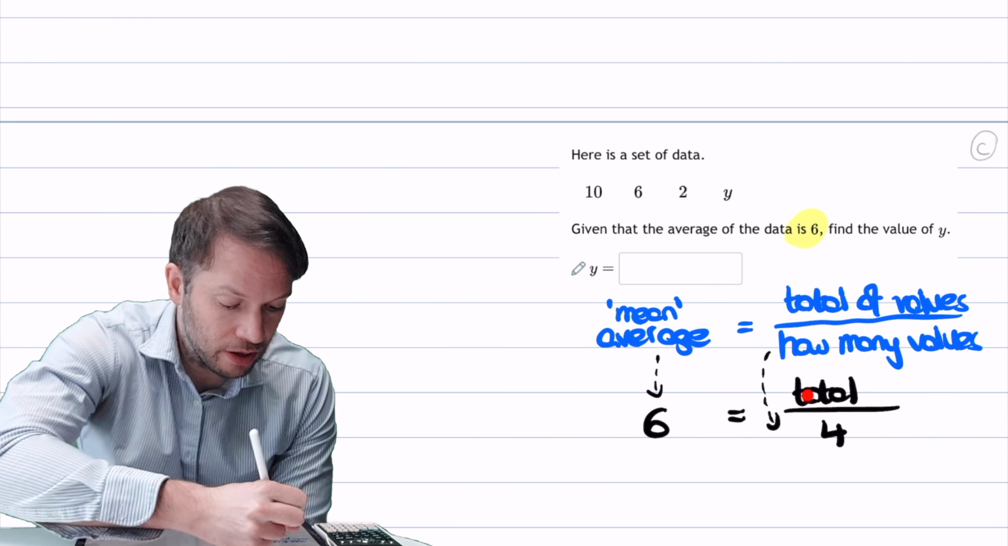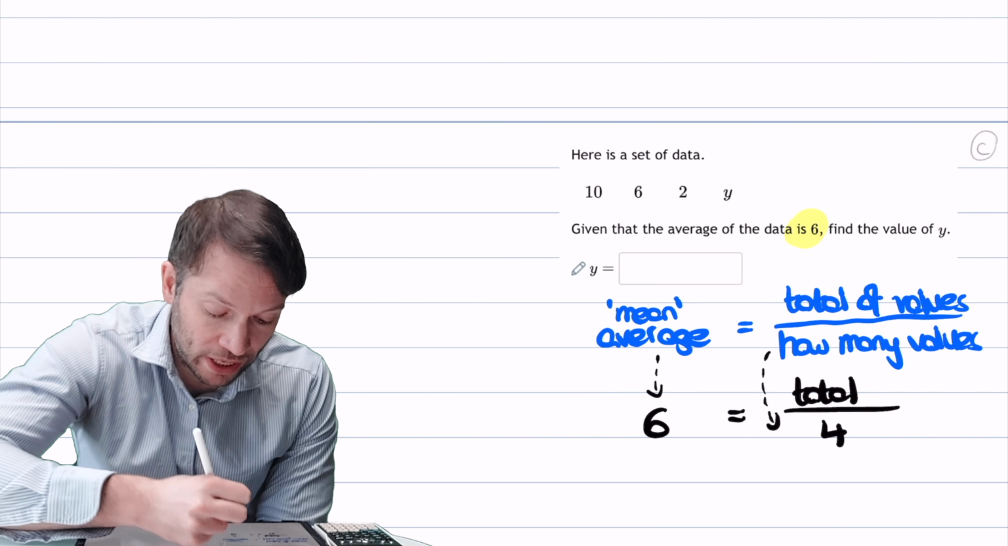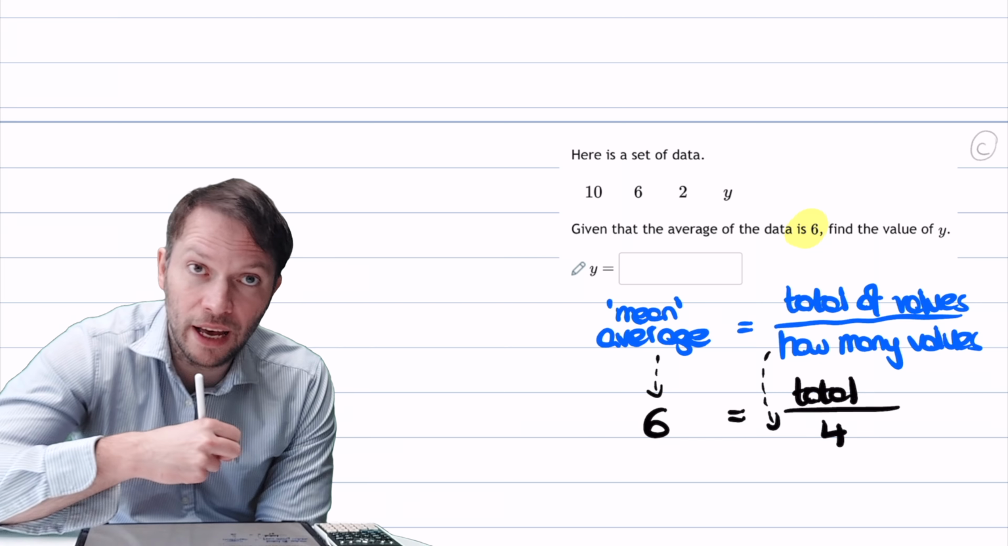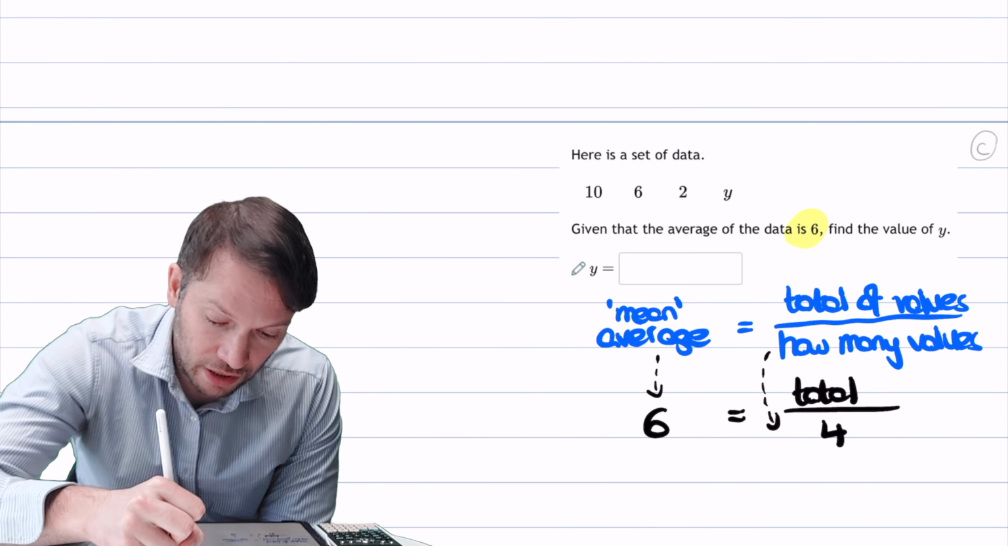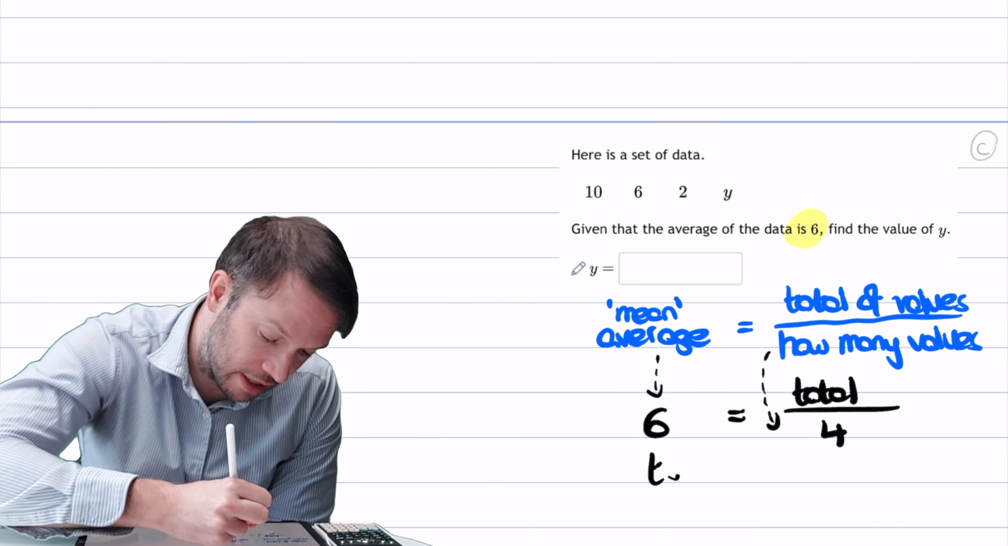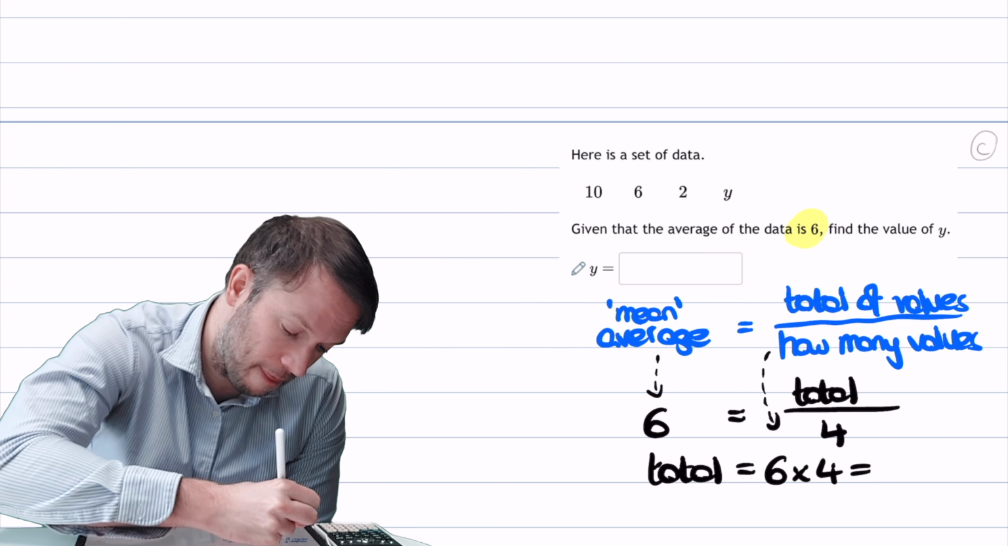Well, what number, when you divide it by 4, gives you 6? Well, we can just do 6 times 4 to work that out, and that is 24. 24 divided by 4 is 6. So the total of all the values is 6 times 4, which is 24.